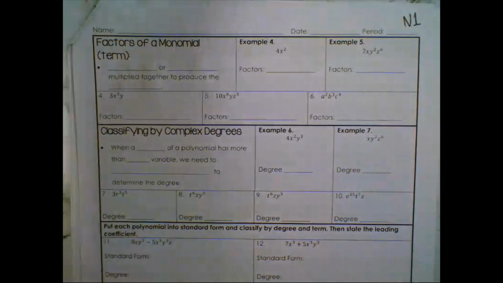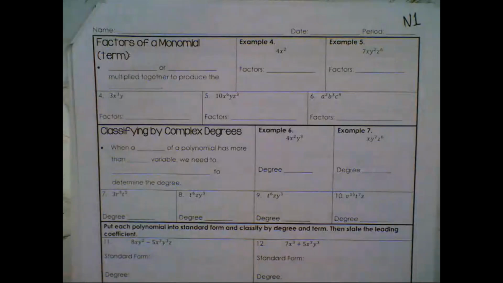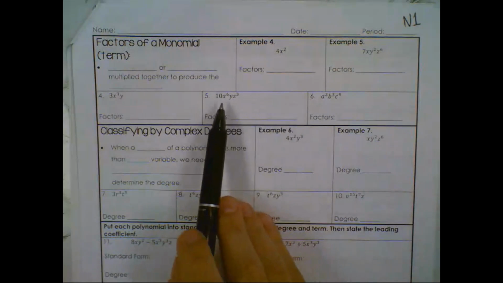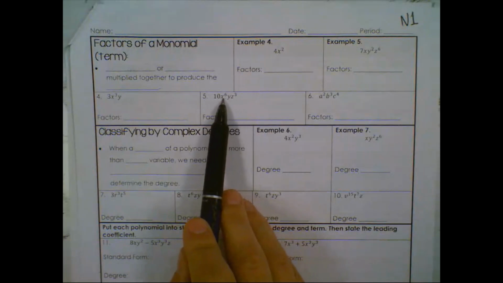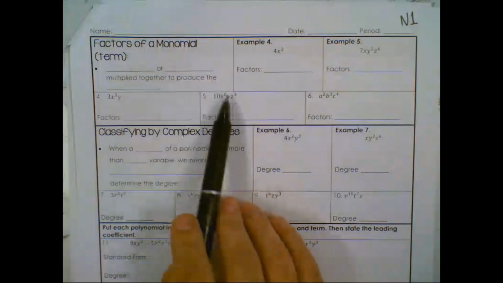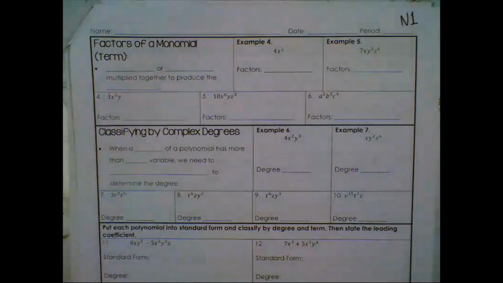Okay, so now we're going to look at more complex types of polynomials. Before we can do that, we're going to have to talk about factors of polynomials. When we're dealing with complex polynomials, we're looking at polynomials that have multiple variables in a term. So first, we need to address what the factor of a monomial, or just one term, is.